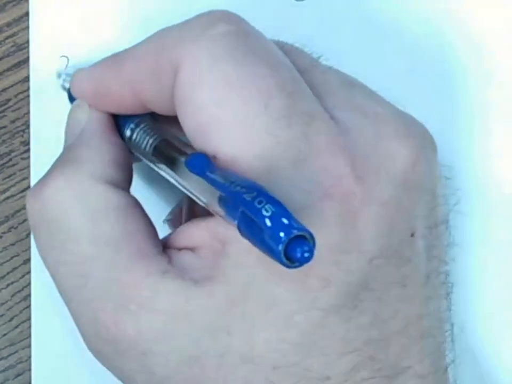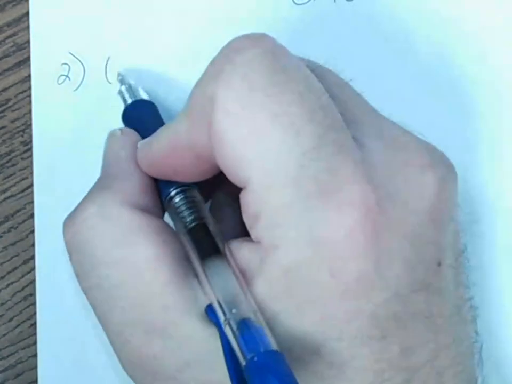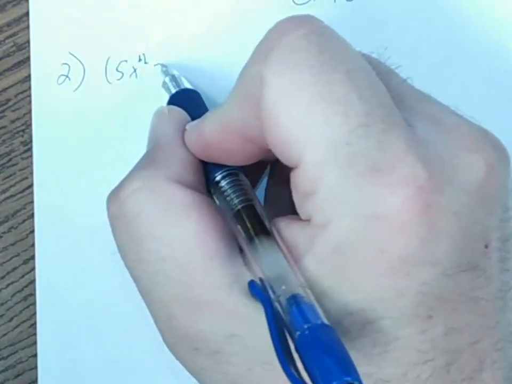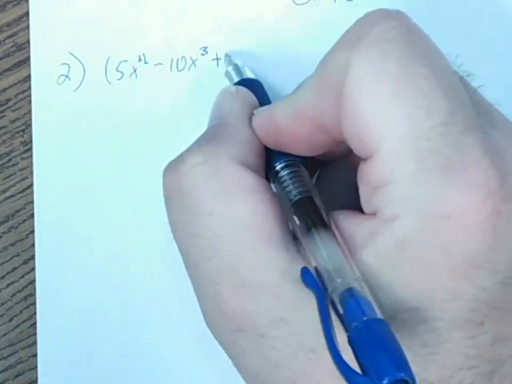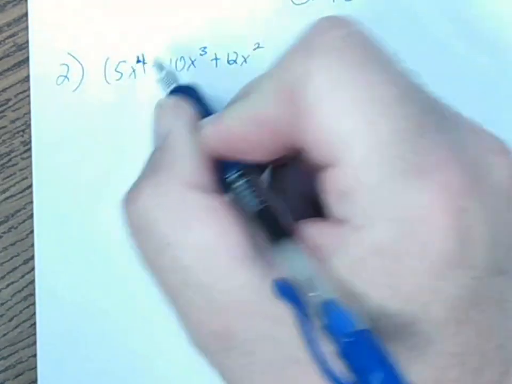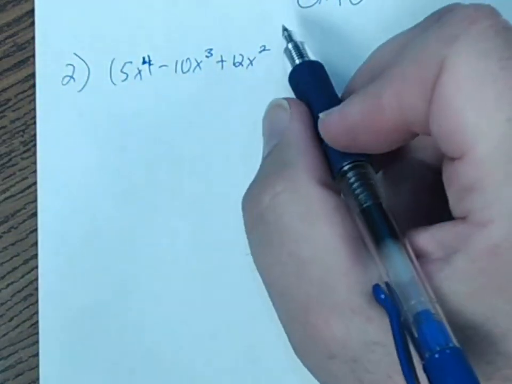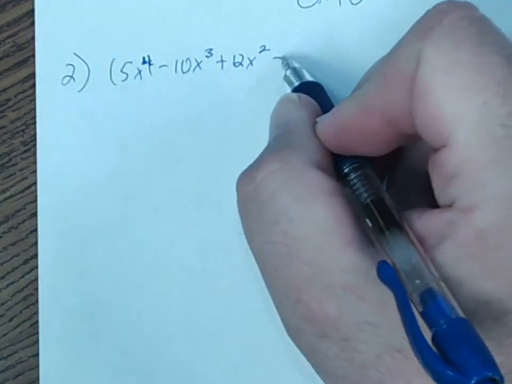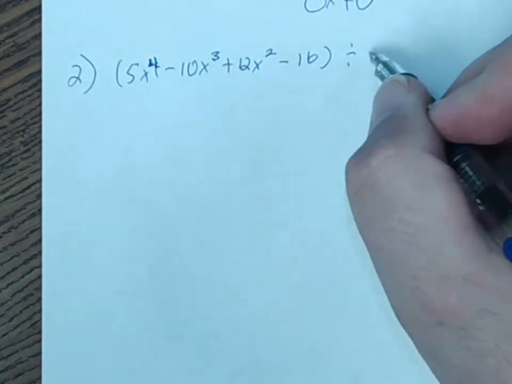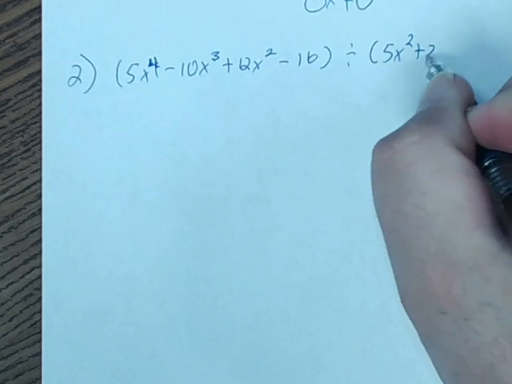Let's look at number 2. And I don't want this video to get too long, so I'll probably do 3 examples and be done. But I will post a completed version of this, so if you want to look at the other ones, you can. So number 2 is 5x to the 4th minus 10x cubed plus 12x squared, minus 16, and then that's divided by 5x squared plus 2.